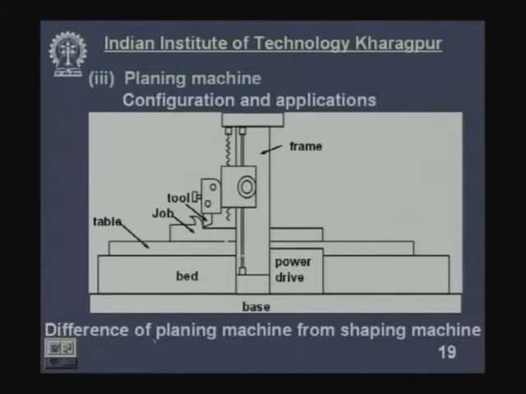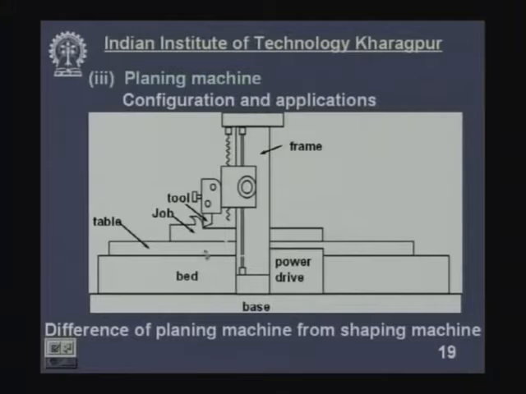So, what is the difference of the planing machine from the shaping machine? The first difference is that the cutting motion is given to the job in the planing machine and to the tool in the shaping machine. Feed motion is given to the tool in the planing machine and to the job in the shaping machine. Another big difference is that the shaping machine is used for small, low duty jobs, but the planing machine is used for heavy duty jobs, heavy jobs.